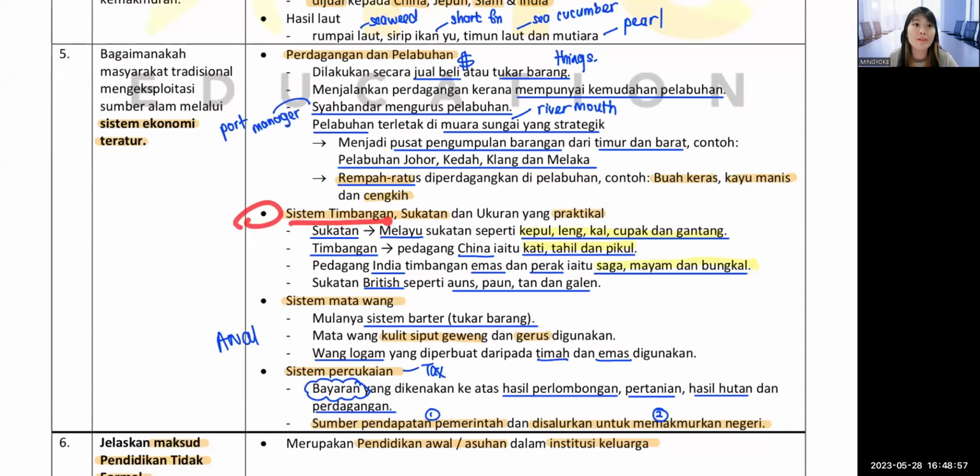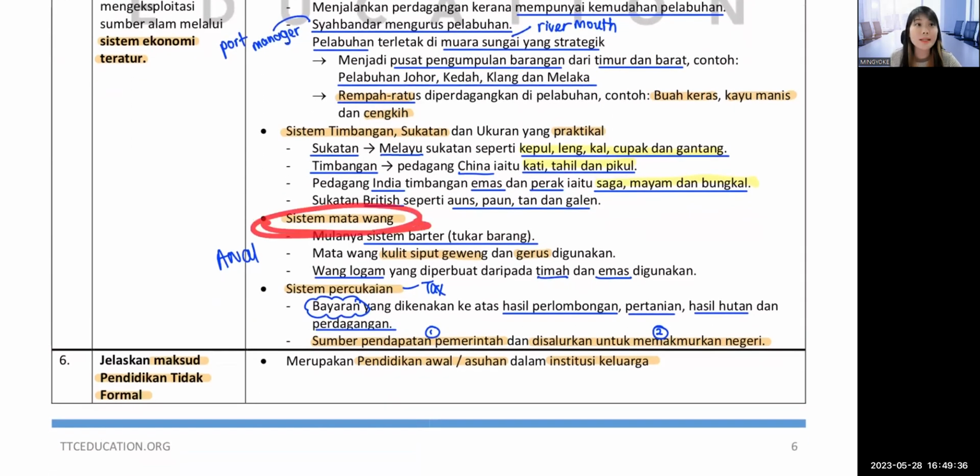Okay. Then the next one, we have system timbang sukat, measurement. So for the sukatan one, this one usually objective. Sukatan Malay one is kepoh lengkau trupak gantang. Timbangan Chinese one is kati tahil piko. India one is they are to measure gold and silver, emas perak, and especially they are saga mayam bungkau. For British one is ounce, pounds, ton, gallon. Understand? Any question? Okay, can. Okay, good.